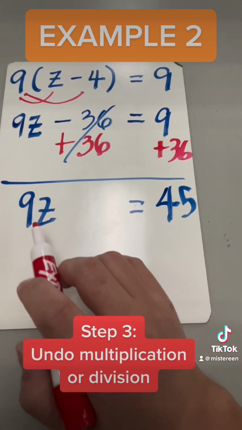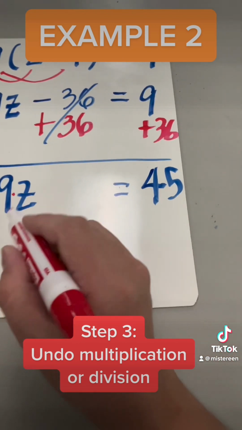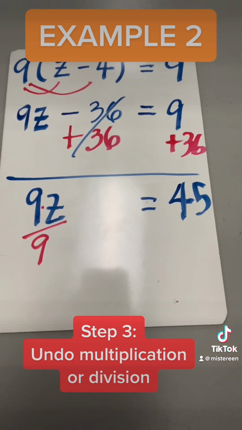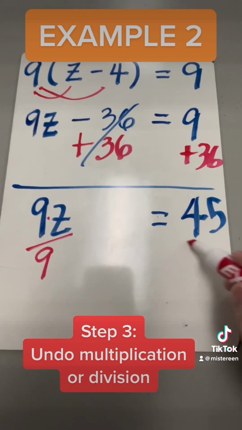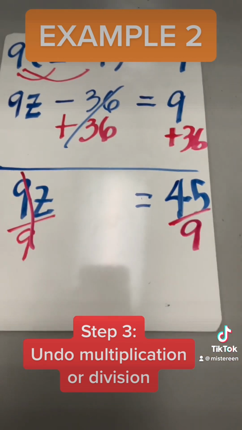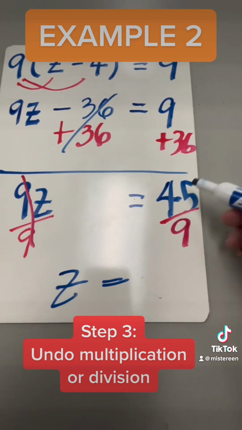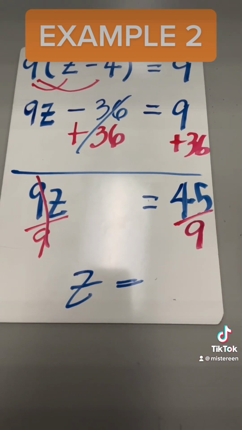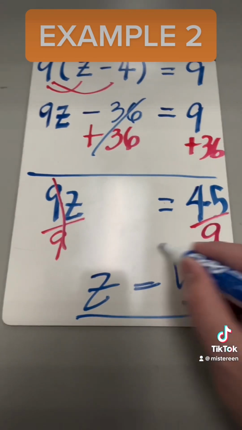Step 3 is to undo division or multiplication. So I have here a multiplication. To undo a multiplication, we just divide by the same number to remove that number. Okay, if you do it on one side, do it also to the other side. Now we remove the 9. So our answer will be z is equal to 45 divided by 9, which is a positive 5. Okay, so z is positive 5.